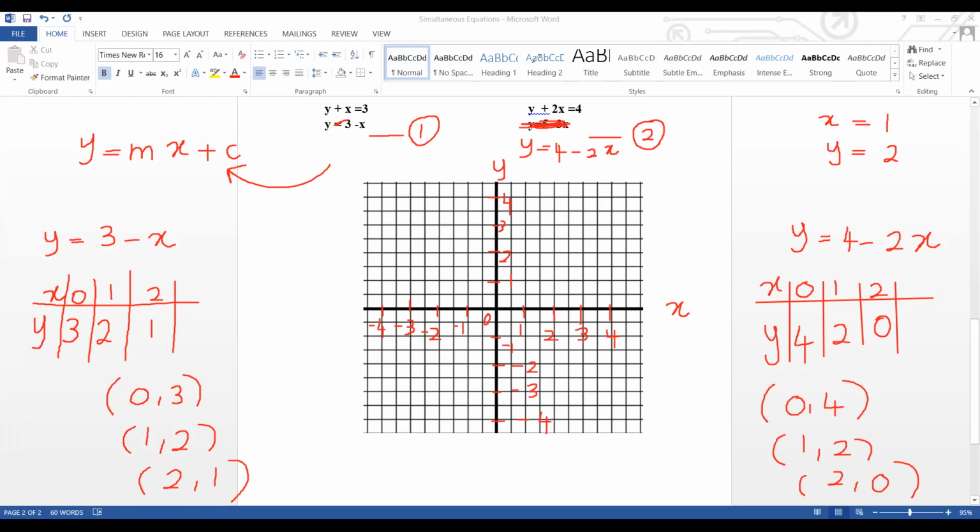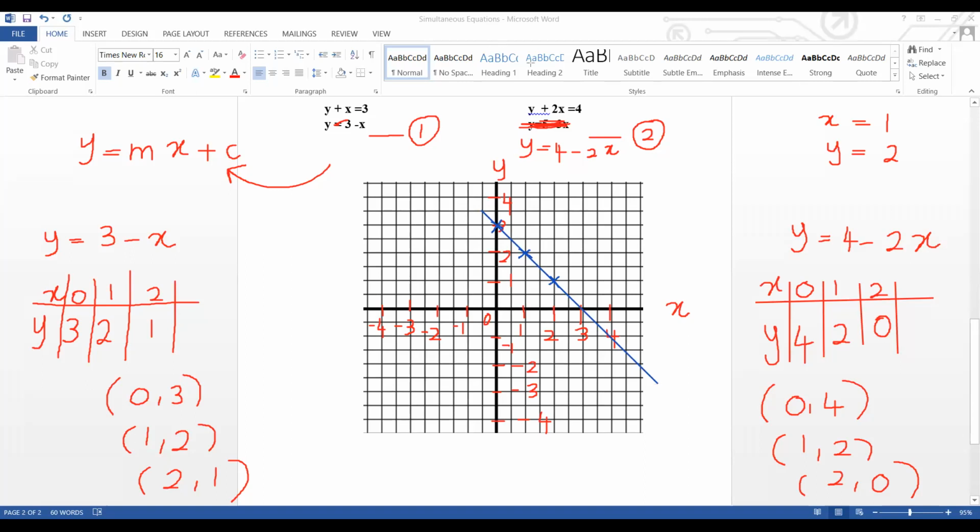Right. Now, first I'm going to use one color, right? I'm going to use blue color to draw this one. My coordinates 0, 3, right? It's here. Then 1, 2, it's here. Then 2, 1, right? Is it clear right now? I have taken my 3 coordinates. Then I plot those 3 points. Now I'm going to draw my straight line, right? This will be my first straight line for the first equation.